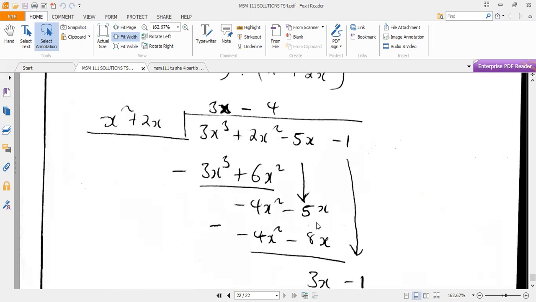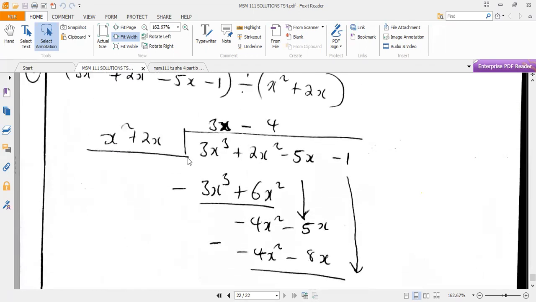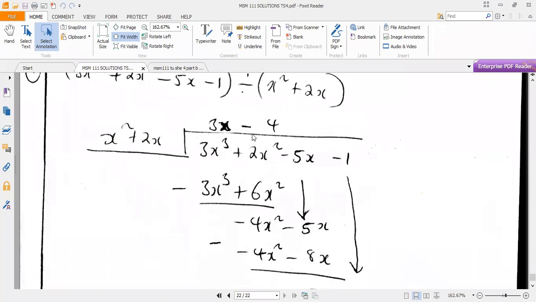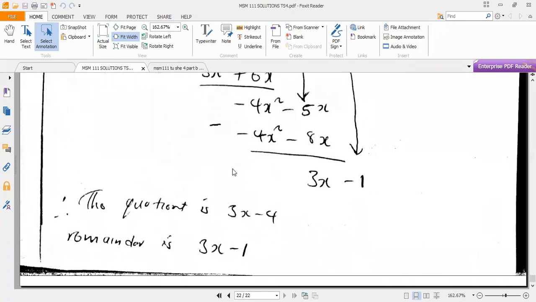Hope it's clear that when this power is reduced such that this guy is smaller than the one we're dividing with, we don't proceed. That guy becomes our remainder. We end there. We don't divide further. So we take the quotient, 3x minus 4, and the remainder is 3x minus 1. Then you're done. You even get your full marks. Are we okay with this one?